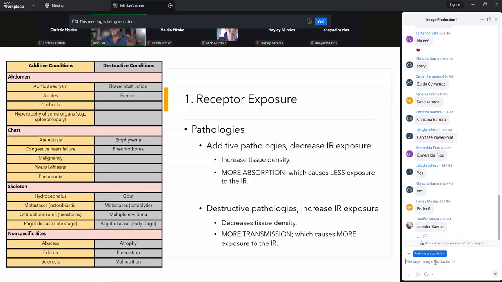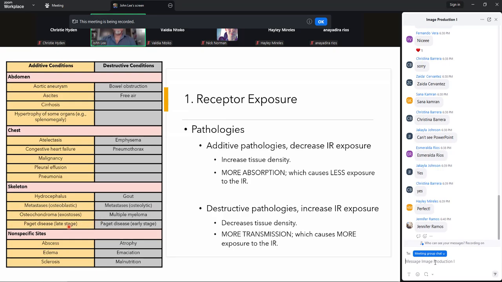The only two where you really have to pay attention are going to be down here in the skeletal system with our metastases. If it's osteoblastic in nature, that means it's causing the body to produce more bone cells. It's going to be an additive condition. If the metastasis is an osteolytic type of cancer, then the bone cells are going to be destroyed and it's easier to penetrate, hence a destructive condition.